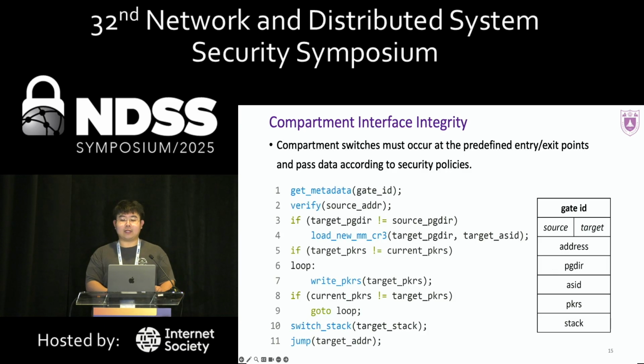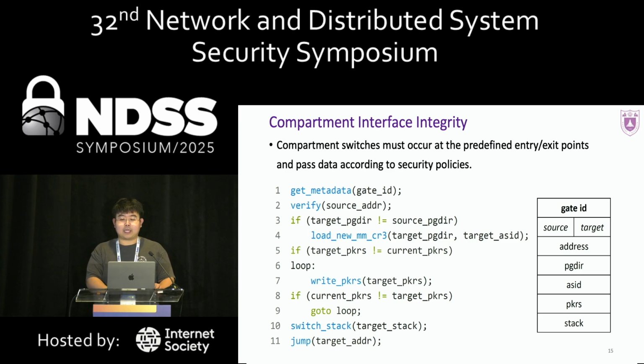With compartment interface integrity, compartment switches must occur at the predefined entry-exit points and pass data according to the secure policies, as shown in this figure. The switch gate first uses a registry gate ID to retrieve the gate metadata from the write-protected SGT. According to the metadata, it verifies the source address and updates CR3 if the source and the target compartment are in different address spaces, for example, in the two-level compartmentalization.